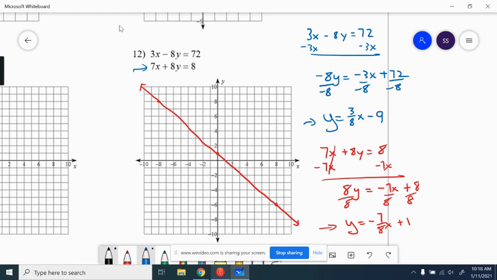Now let's do the blue line, this one. I'm going to start at -9, and my slope is up 3 over 8. And it looks like if I do that, it's going to be right at this shared point. So the solution to this system of equations is this point. What is that point? I go over 8, down 6. That is the ordered pair and the solution to our system.